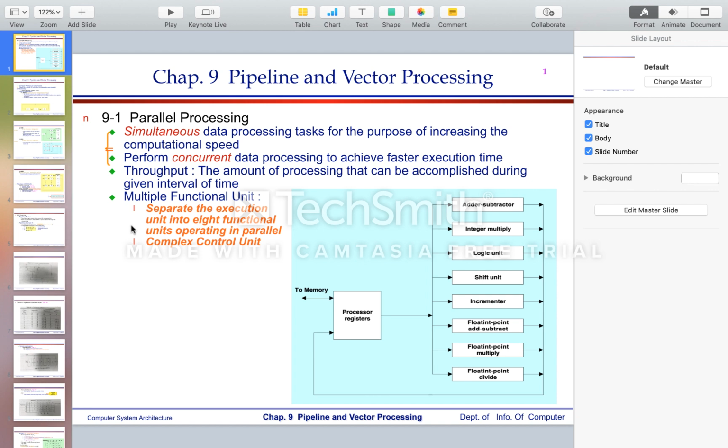Now, the system may have two or more ALUs to execute more instructions, or the system may also have multiple processors which are operating concurrently, and it will also provide a speedup to our system. But in case of parallel processing, as the amount of hardware increases, the cost will also increase.